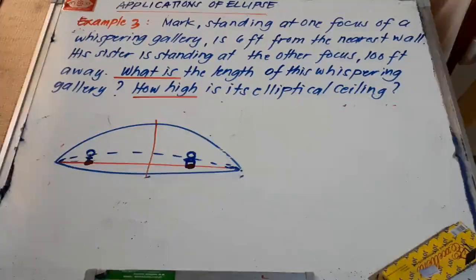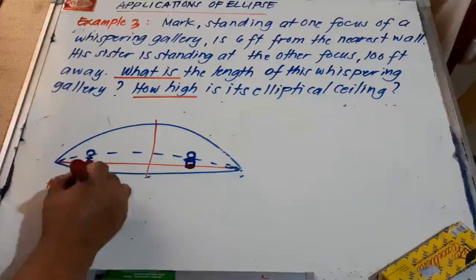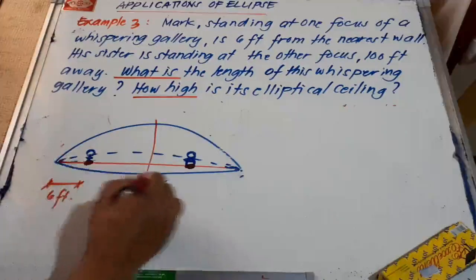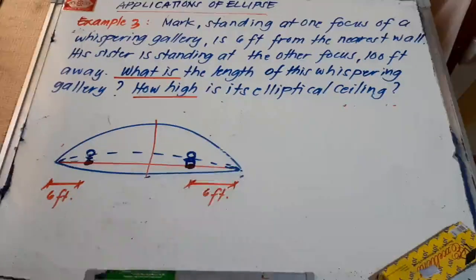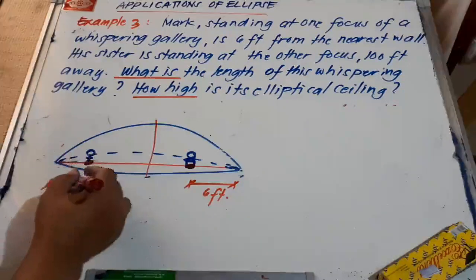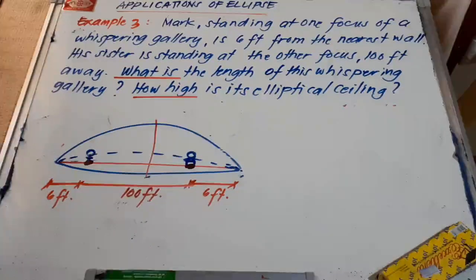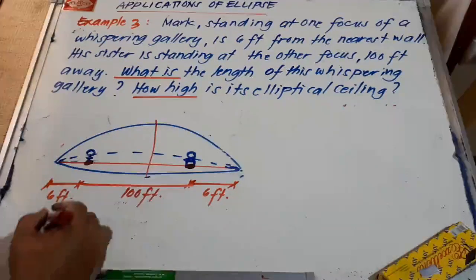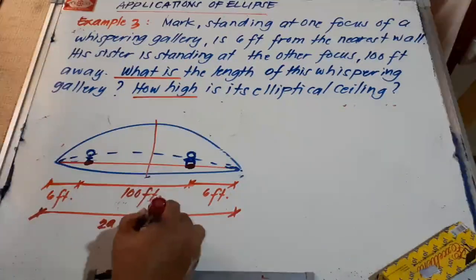Okay? Now, it says Mark is 6 feet from the nearest wall. So sa makatuwid, ito, nandito si Mark, 6 feet. Sa makatuwid, yung sister niya, 6 feet din. Okay. Doon sa nearest wall niya. Now, ang layo nung sister ni Mark is 100 feet from Mark. So, ito yun. 100 feet. Ang tinatanong sa atin ay length of the whispering gallery. So, ito. This is 2A. Ito yung length na pinapahanap sa atin.